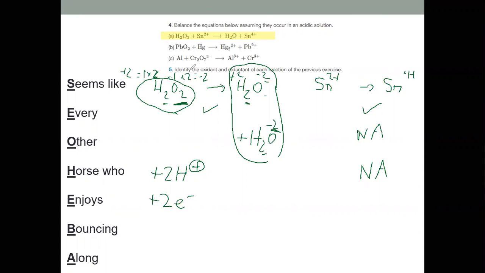Now on the Sn side, we're going to need to add 2 electrons to the Sn 4 plus, are we not? Yeah, we're going to need to add 2 electrons there. So, all right, now let's pull our half reactions together in this step. So it's hydrogen peroxide plus the 2 protons we've added, right? Plus 2 electrons.